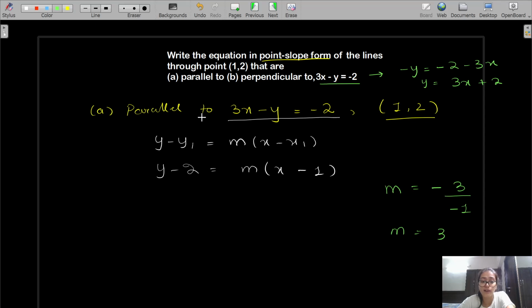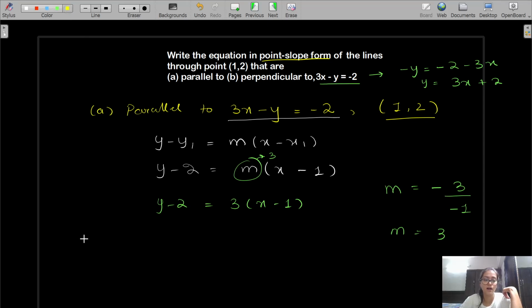And since we have to find the equation of the line which will be parallel to this line, and we just saw that two lines which are parallel have the same slope, this line will also have the slope 3. So in place of m, all we have to do is put 3. So our final equation would be y minus 2 equals 3 times x minus 1.